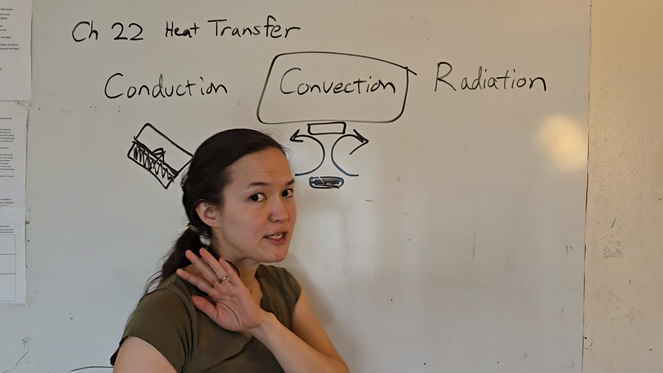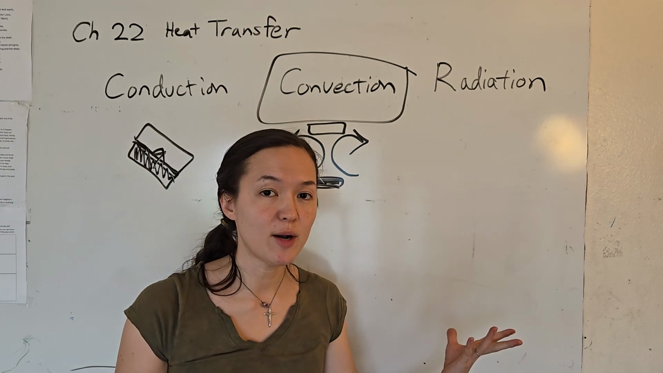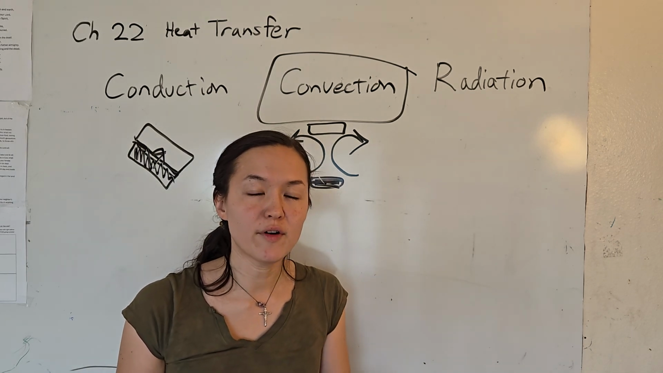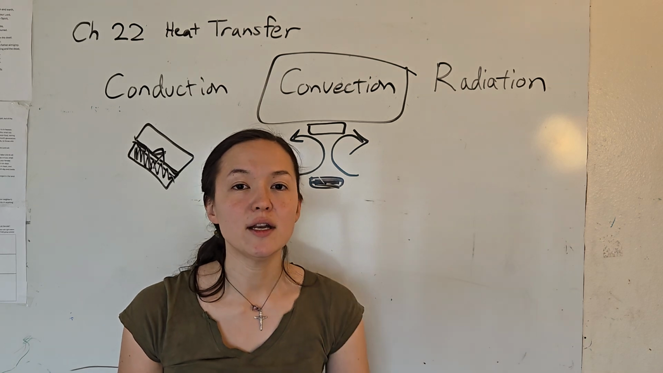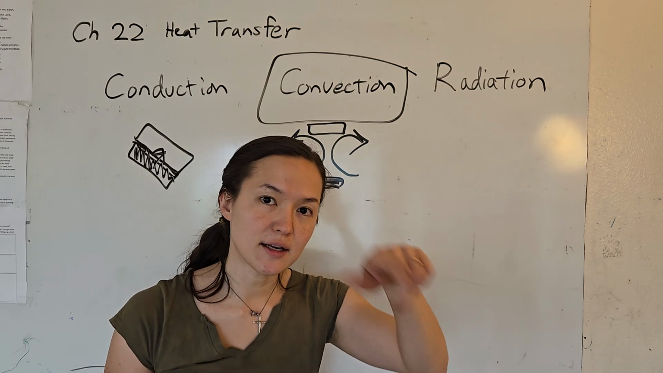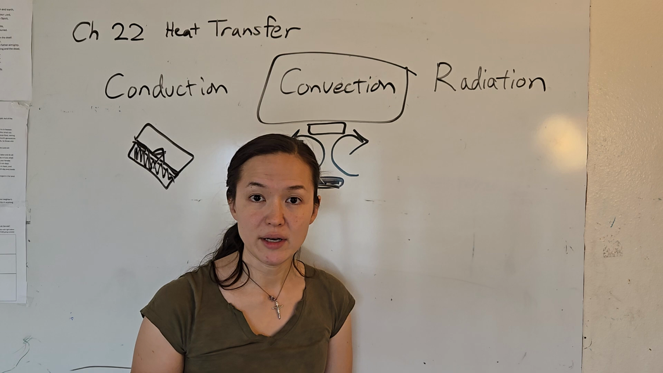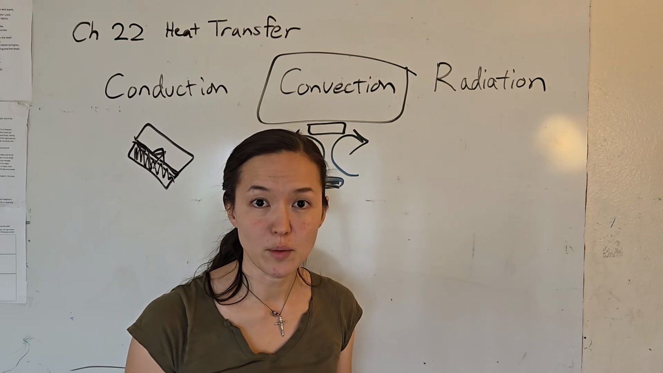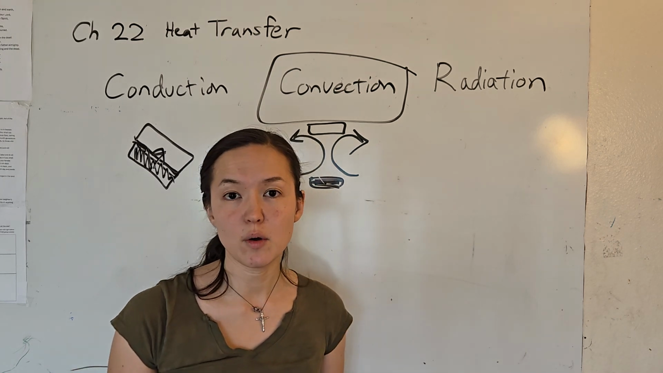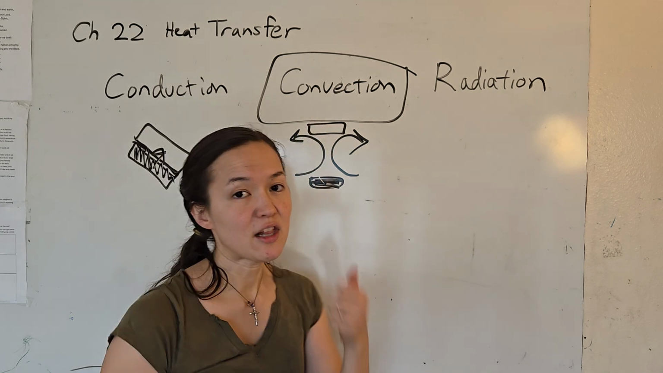A big example of this is ocean currents. We talked a little bit about how the warm water from the Caribbean gets up through the Gulf Stream and warms up Britain and places like that, and keeps it from being frigid like northern Canada, which it would be if it wasn't for the Gulf Stream. So convection, we see that a lot with our ocean currents.